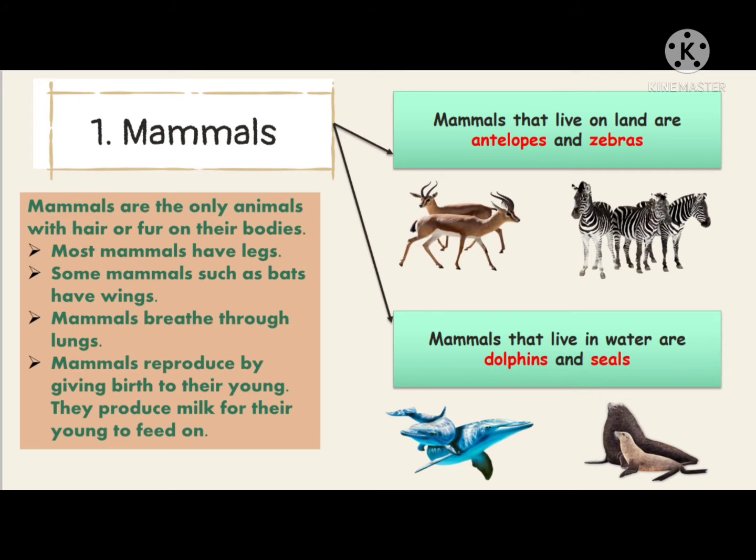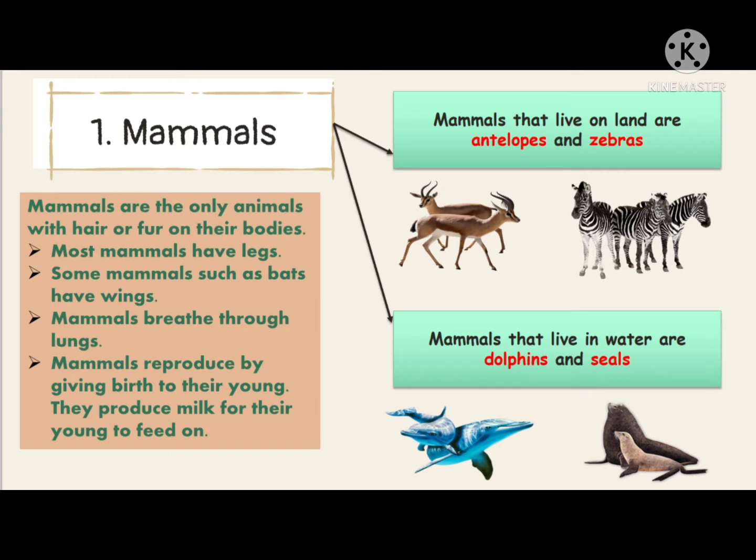1. Mammals. Mammals are the only animals with hair or fur on their bodies. Most mammals have legs. Some mammals, such as bats, have wings. Mammals breathe through lungs. Mammals reproduce by giving birth to the young. They produce milk for their young to feed on.